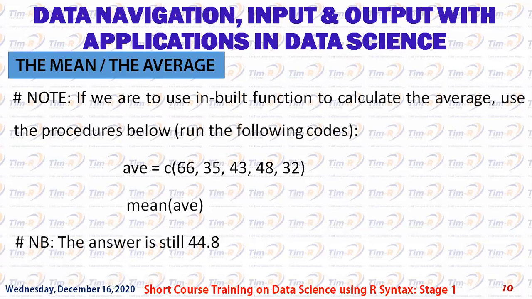So if you don't want to use a manual procedure and you want to find the mean, you want the R programming package to give you the answer to the mean. What you just do is that you represent the values by AVE is equal to C bracket 66, 35, 43, 48, 32, close the bracket. The C at the front is a command, and that C means concatenate. So it is very important for you to have that C with it.